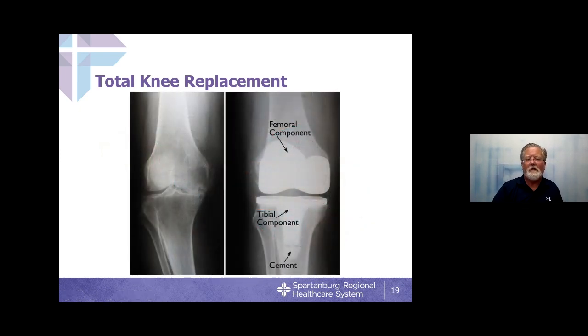And here's an X-ray of a knee replacement. Significant disease, once again, primarily on the inside, a little bit of disease on the outside, followed by the bright white showing where all the metal components are. Once again, there is a spacer in between.